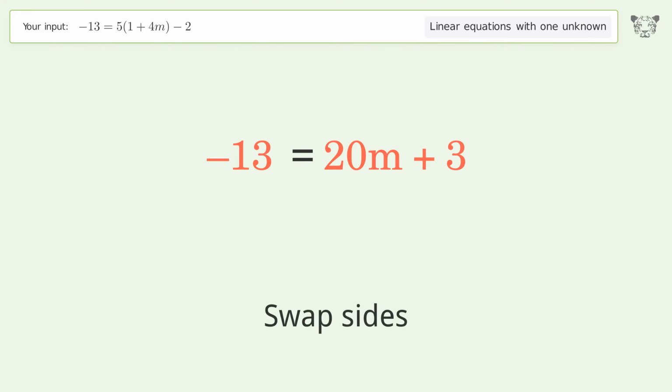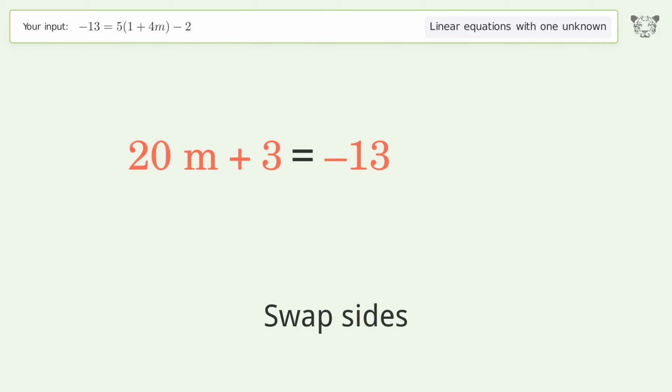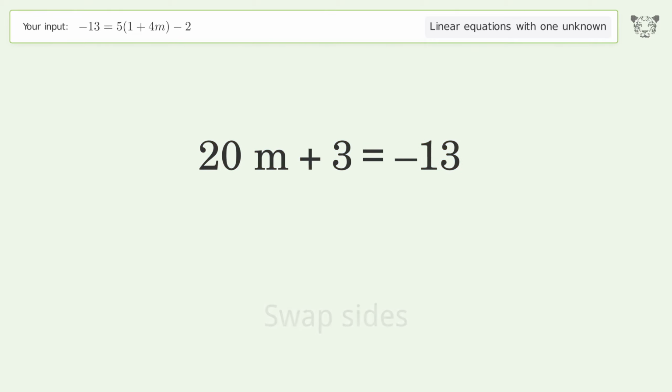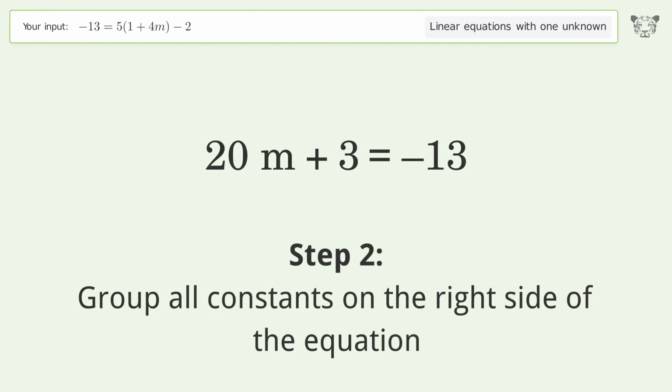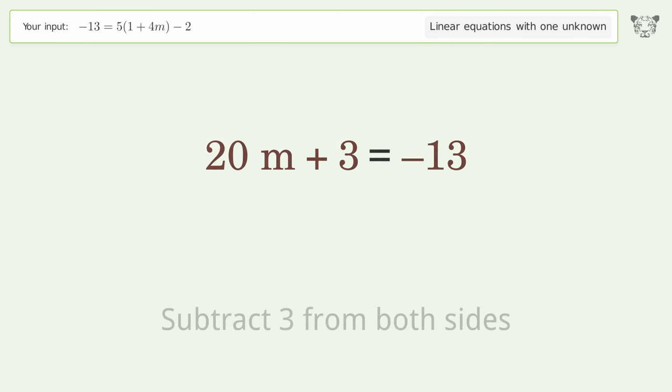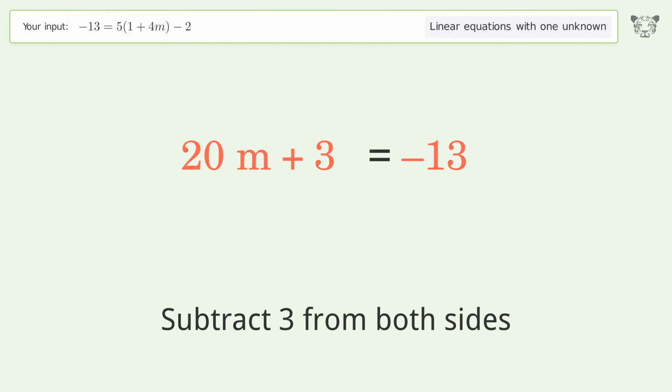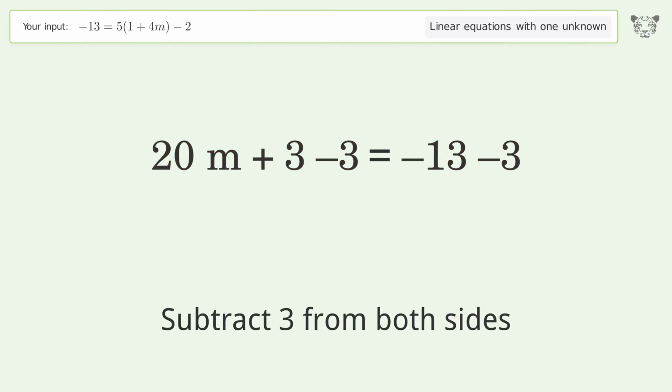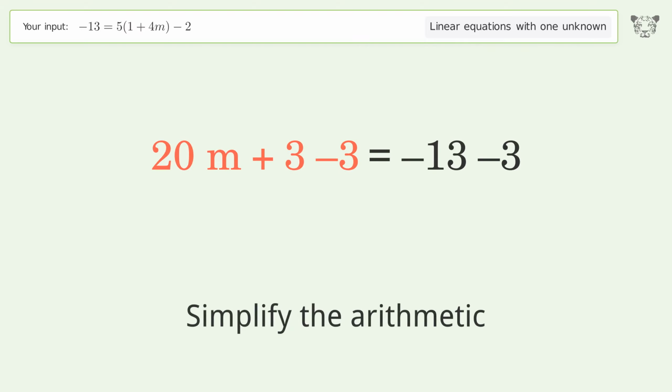Swap sides. Group all constants on the right side of the equation. Subtract 3 from both sides. Simplify the arithmetic.